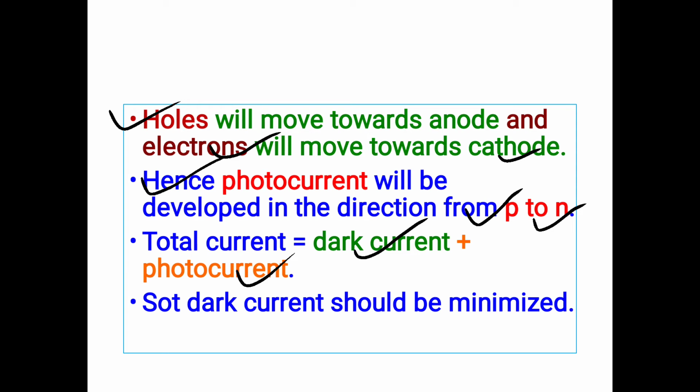So the dark current should be minimized for the proper operation of the photodiode, or if we want maximum photocurrent, then the dark current should be minimized.